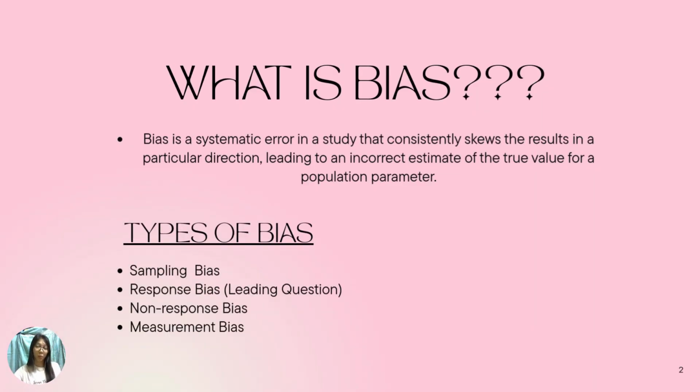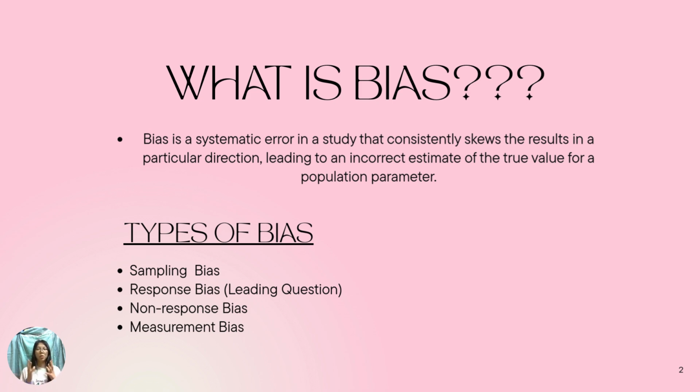So let's begin with what is bias. Bias is a systematic error in a study that consistently skews the results in a particular direction, which leads to an incorrect estimate of the true value of a population parameter. We have four types of bias that we learn in this chapter, which are sampling bias, response bias, non-response bias, and measurement bias. So first, sampling bias.